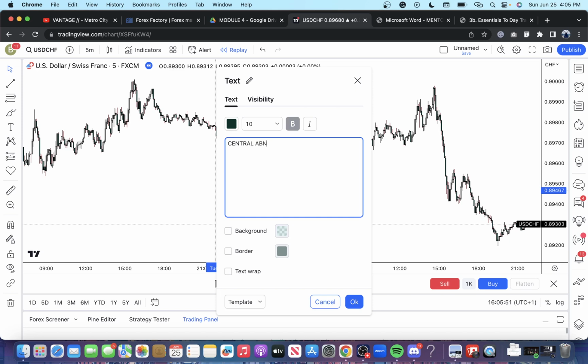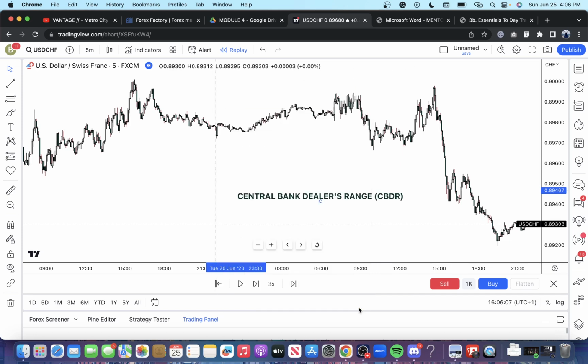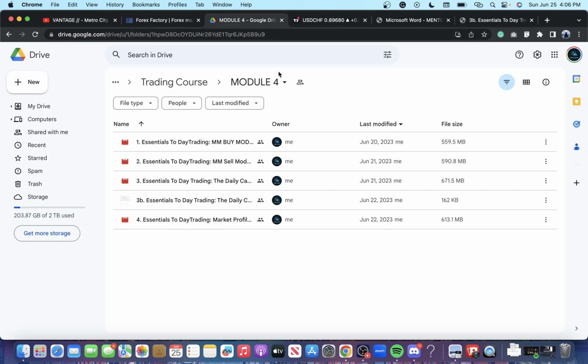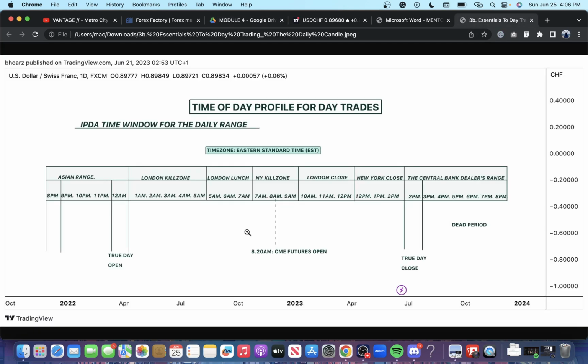So we have a central bank dealer's range, and for short we call it the CBDR. Now, in lesson 3 of the day trading course, where I talked about the daily candle, I dropped a PDF of the time windows, which is what you can see here.